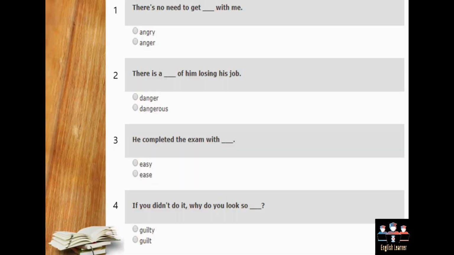Number 1. There's no need to get dash with me. Option 1, angry. Option 2, anger. Number 2. There is a dash of him losing his job. Option 1, danger. Option 2, dangerous. Number 3. He completed the exam with dash. Option 1, easy. Option 2, ease.